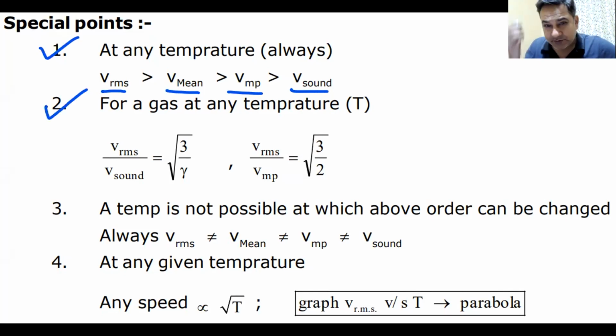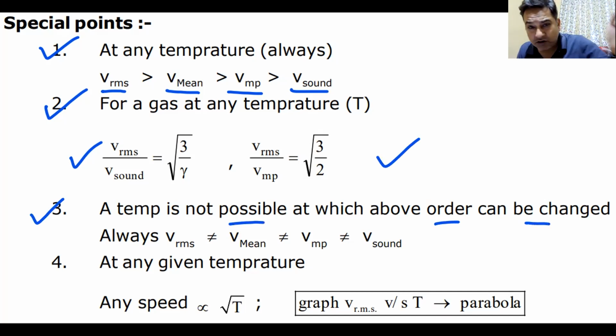Point number 2 comes from point number 1, which we have already seen. VRMS divided by V sound is root over 3 by gamma. VRMS by V most probable is root over 3 by 2. A temperature is not possible at which the above order can be changed. All the speeds cannot be equal. The order will remain same at any given temperature.